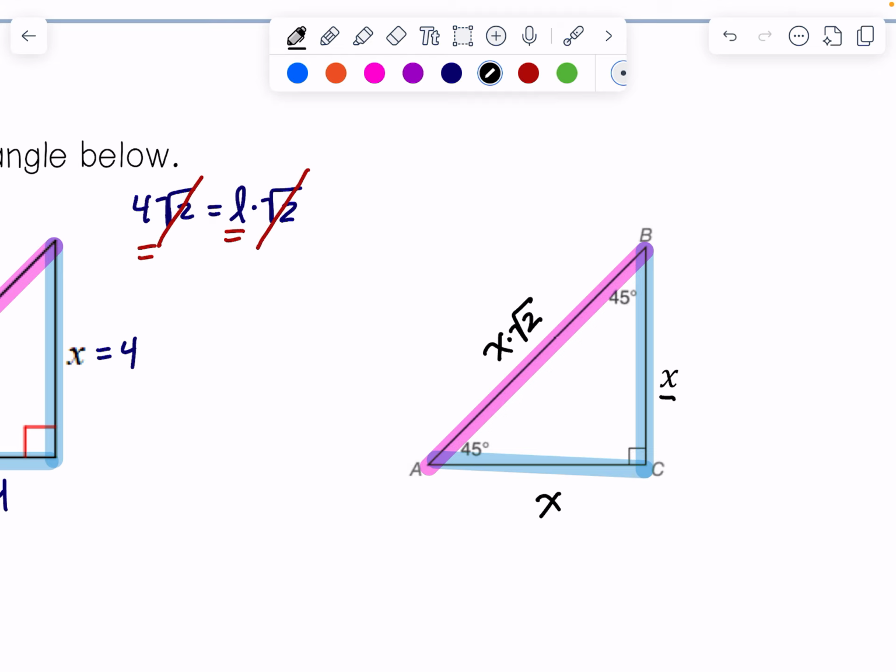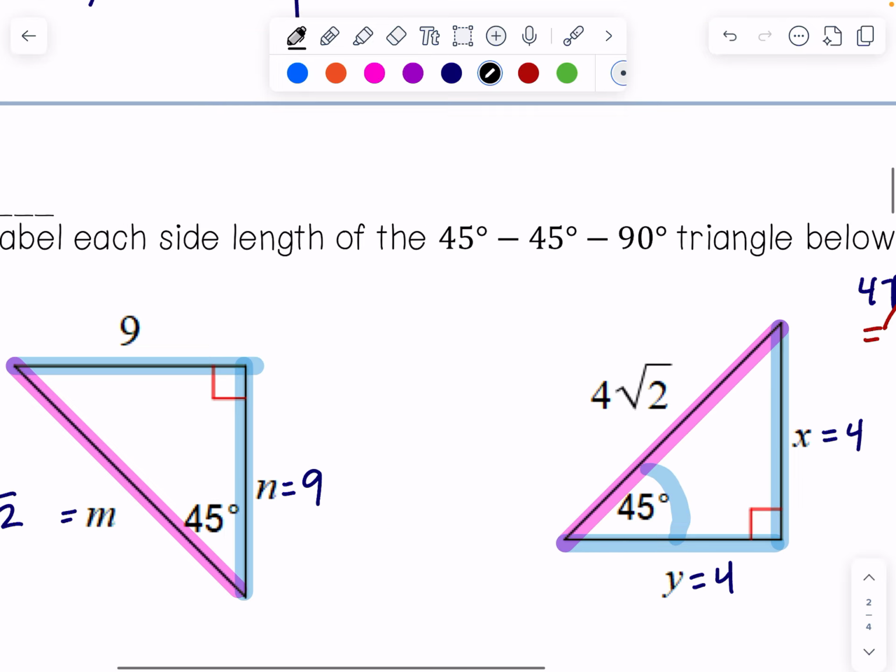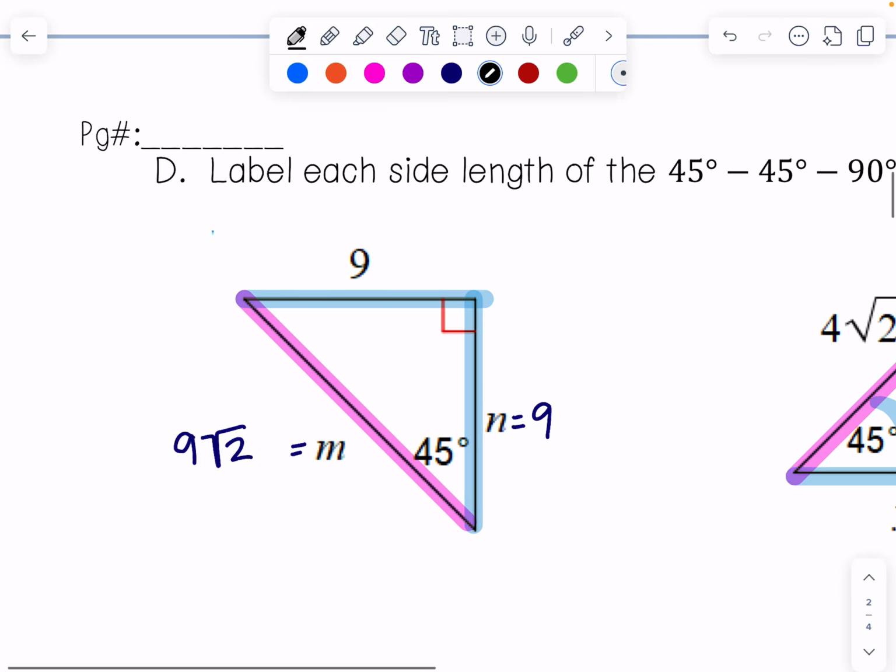So these were some basic examples, but this is how we can use the relationship of a 45, 45, 90 in order to solve for missing lengths. And notice I did not have to use any of my SOHCAHTOA trig ratios here.